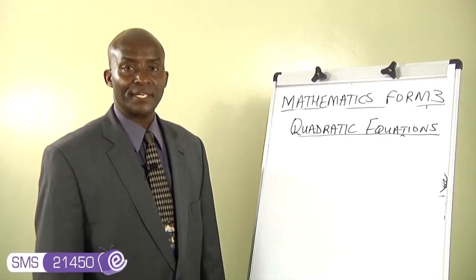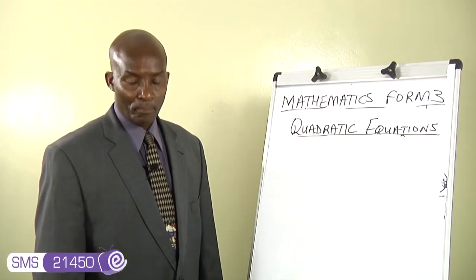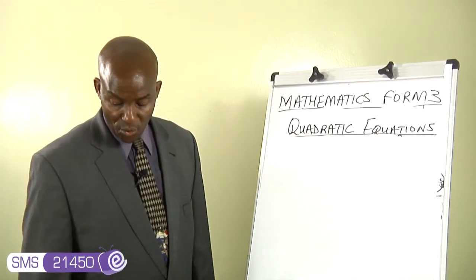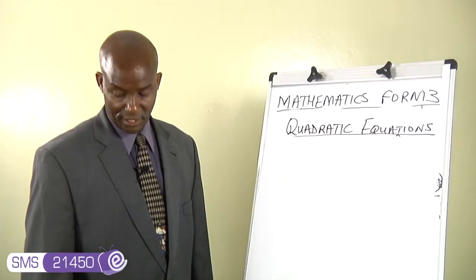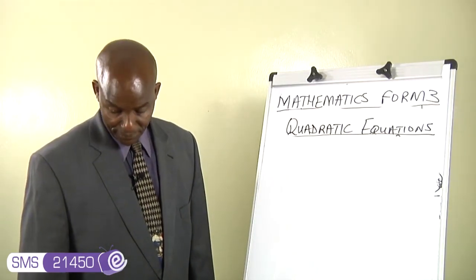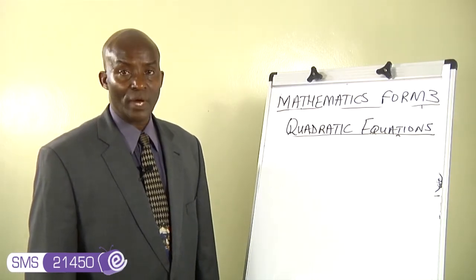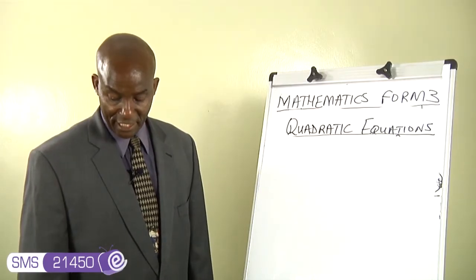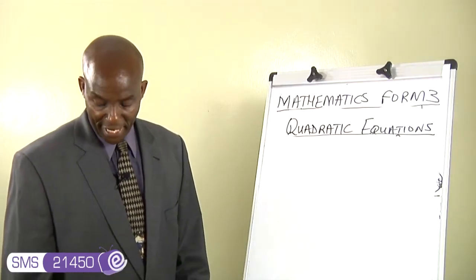You are given that in a right-angled triangle PQR, angle Q is 90 degrees. QR is x centimeters. PQ is 2x minus 2 centimeters and PR is 30 centimeters. Then you are told to find x.